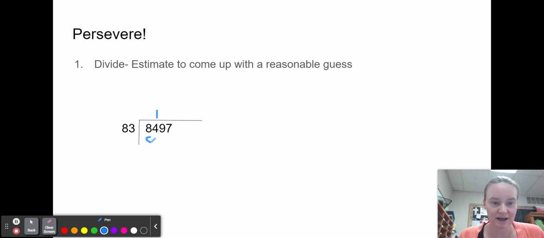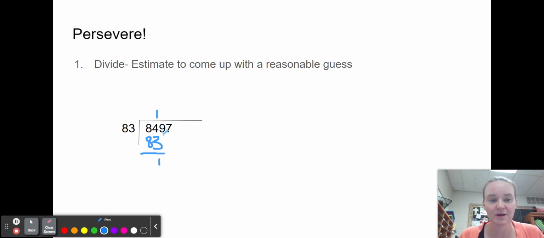Okay, 1 times 83 is 83. Easy peasy. This problem is starting off as one of those nice ones, right? You subtract and get a remainder of 1. Is 1 smaller than 83? Oh yeah, definitely. Divide, multiply, subtract, check.